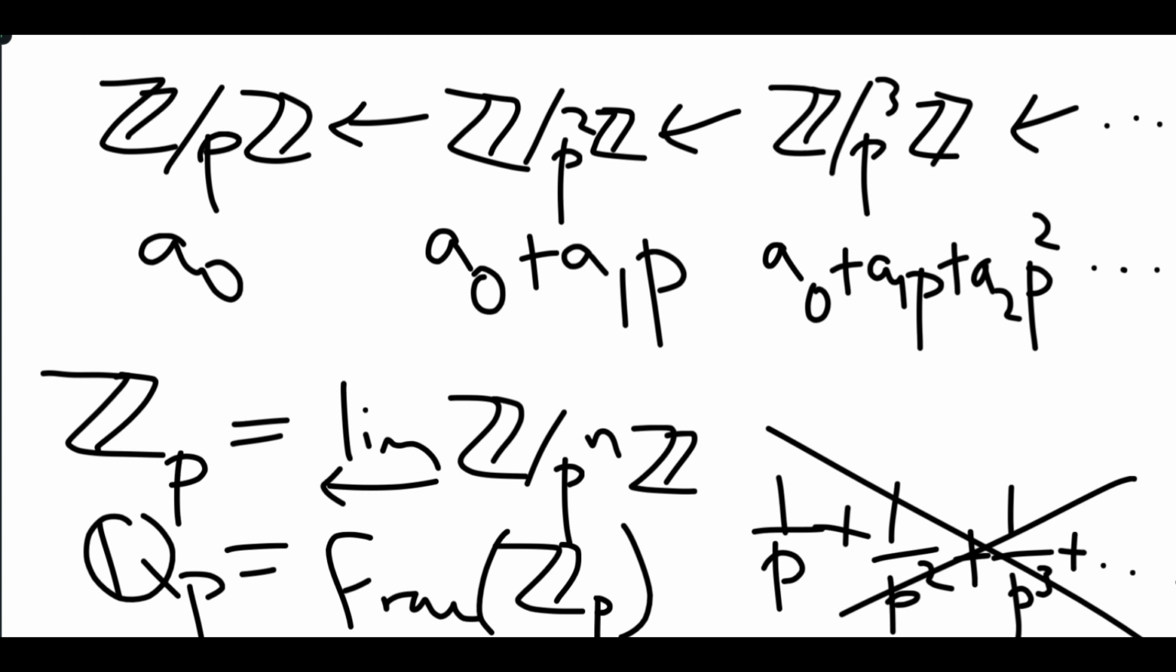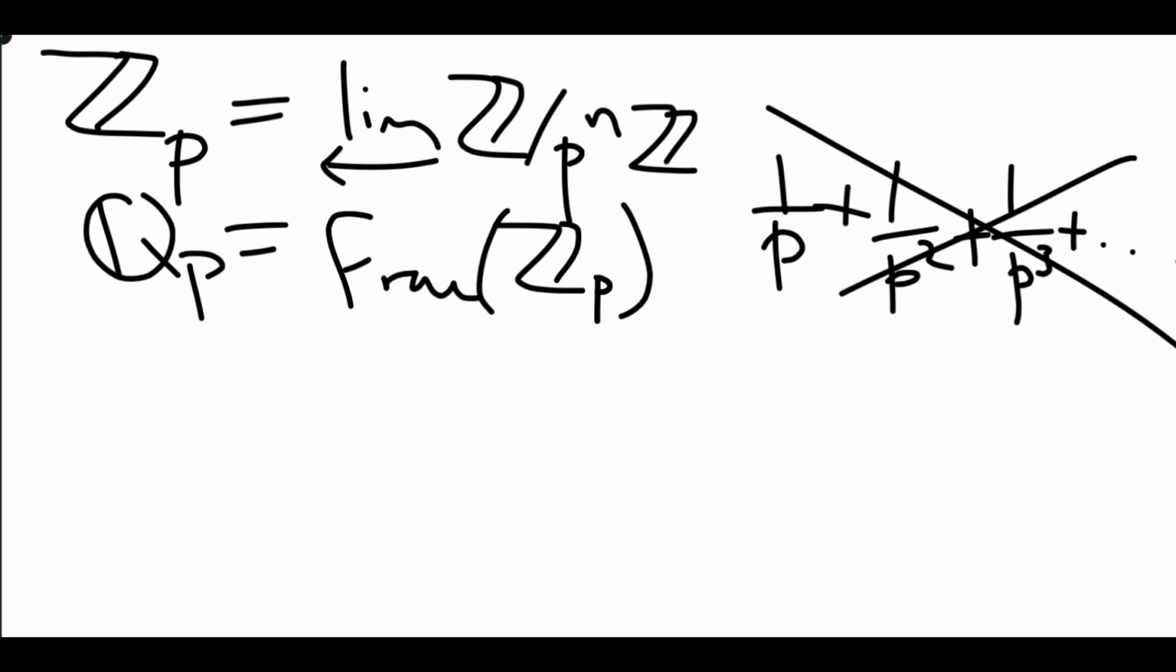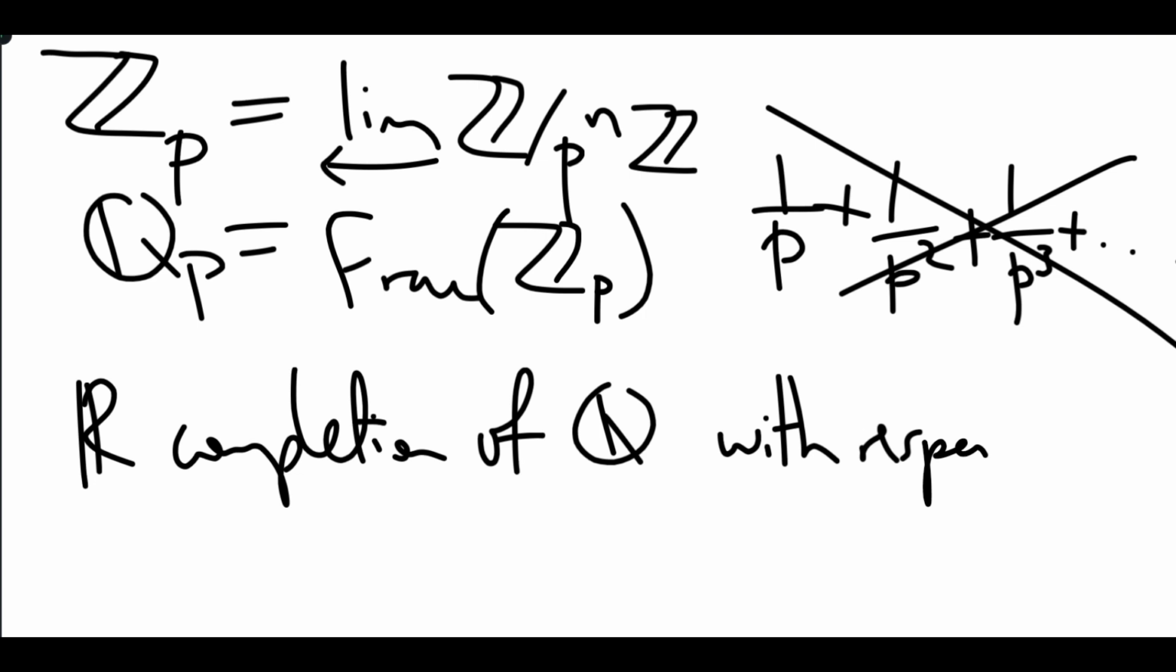Now, one more way of thinking about these p-adic numbers is as completions, and this is what will allow us to generalize these kinds of number systems when we get to that later. So the idea behind a completion is, for example, R is a completion of Q with respect to, well, the usual absolute value.